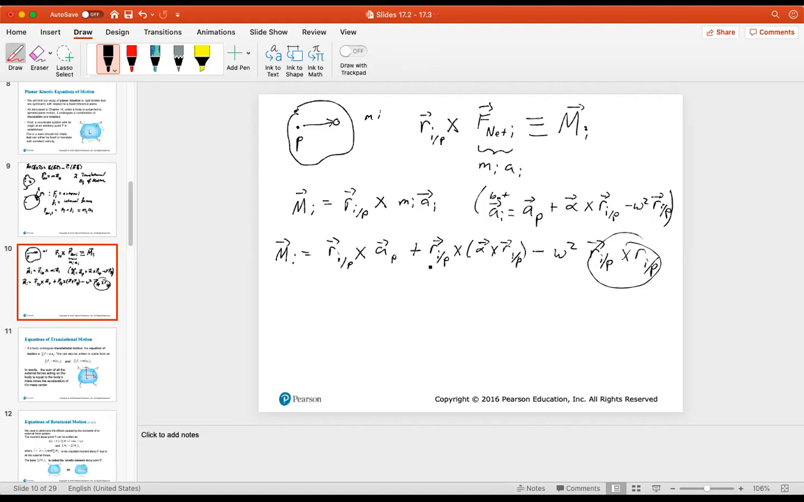This factor I can reduce using the triple vector product identity to write this as alpha times r_iP squared minus r_iP times alpha dot r_iP. And for planar motion, this equals 0. If we were in 3D, you'd have to keep this piece. So we're left with only this term, which is a little bit nicer.